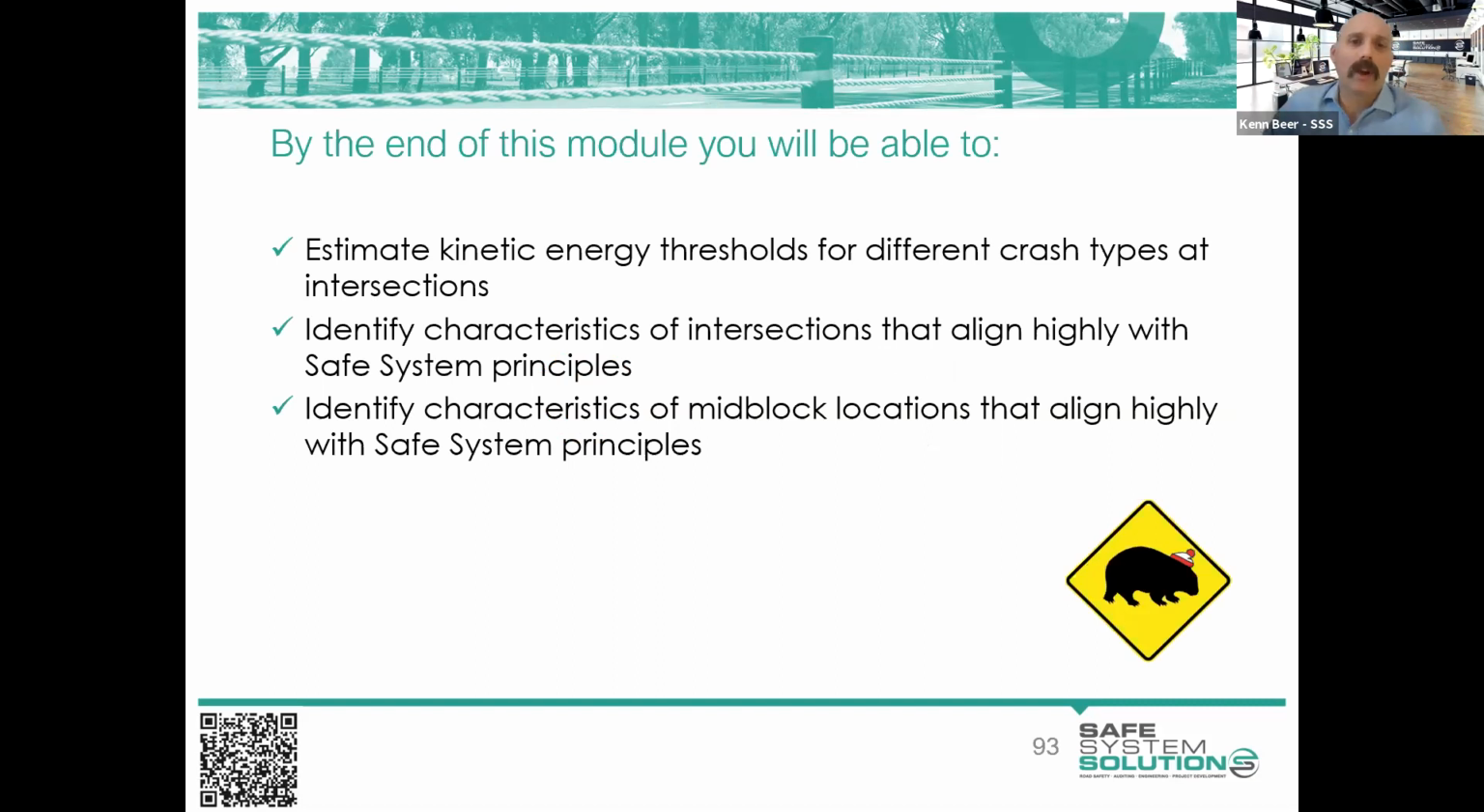Okay, so in this module we're going to delve into a bit more detail about that kinetic energy for different crash types at intersections and identify characteristics of intersections that align highly with safe system principles. By doing that, by default, we'll look at what doesn't align highly with safe system principles. And we'll have a look into mid-block characteristics that align highly with safe system principles. Mid-blocks being anywhere between intersections, really.